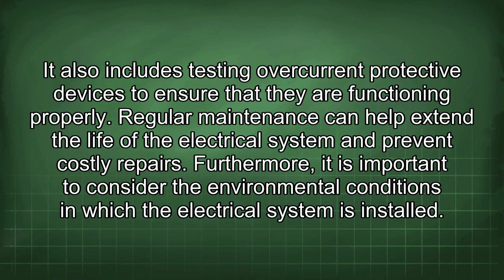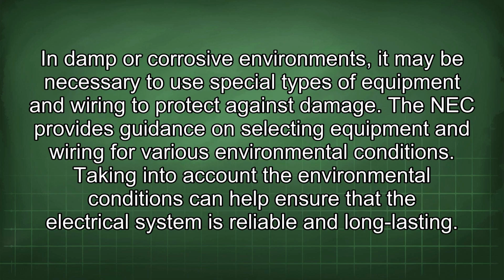Furthermore, it is important to consider the environmental conditions in which the electrical system is installed. In damp or corrosive environments, it may be necessary to use special types of equipment and wiring to protect against damage. The NEC provides guidance on selecting equipment and wiring for various environmental conditions. Taking into account the environmental conditions can help ensure that the electrical system is reliable and long-lasting.